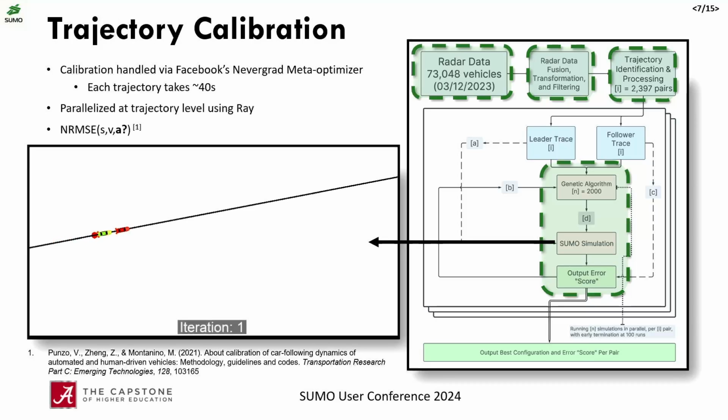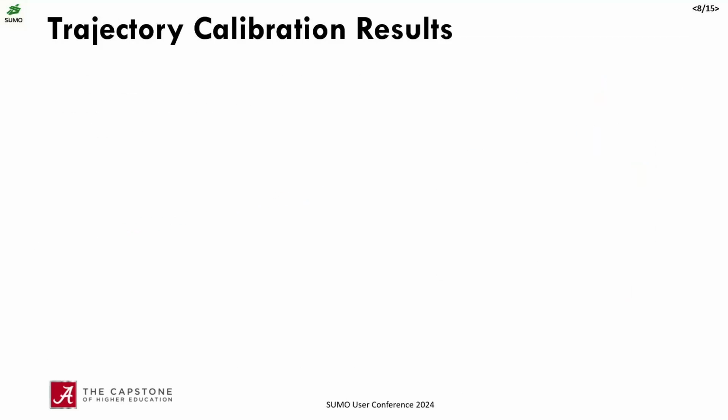And here's just a short video of what the calibration process looks like. So I added this red dot. That's what the follower did in reality. And then, of course, we're moving the leader vehicle like it actually moved in real life. And then the genetic algorithm is trying to tweak the parameters of the car following model so that the follower follows this red dot as best as possible.